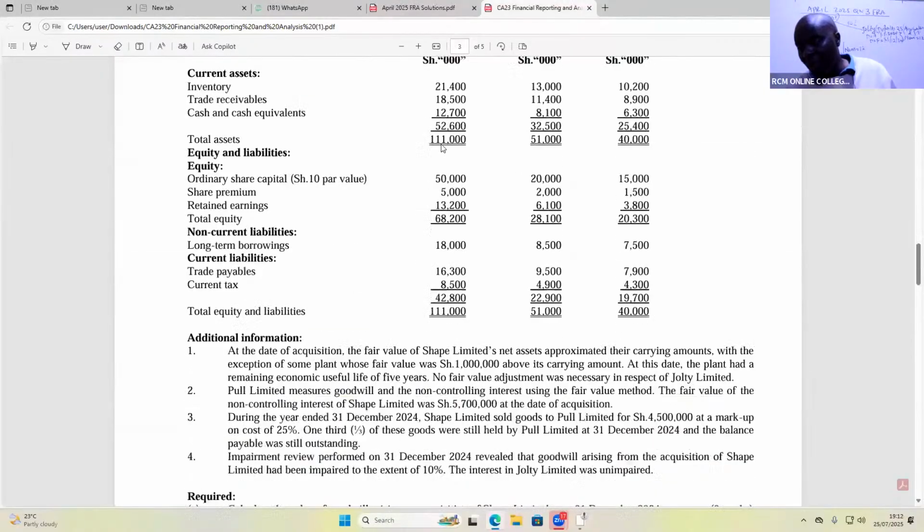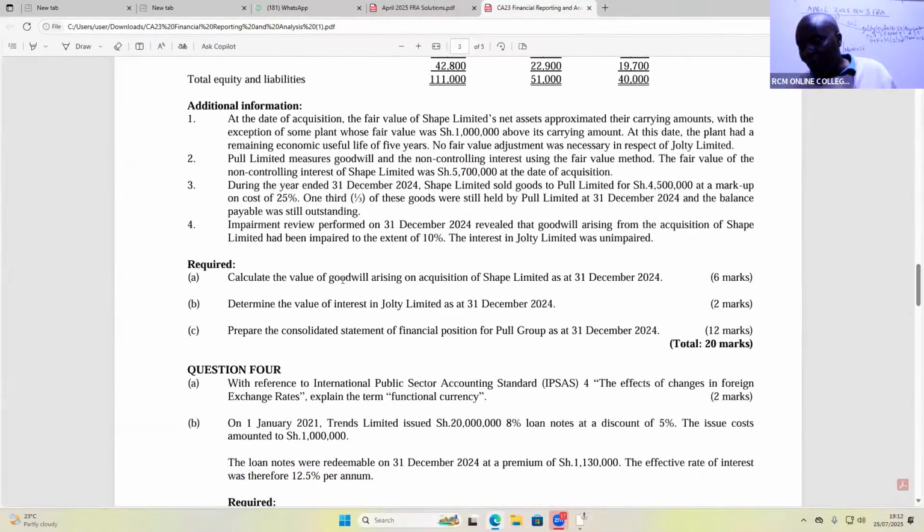You can see in this case he wants you to calculate the value of what here? Goodwill. So here now you cannot run away. If you don't do goodwill, you shall lose 6 marks. If you don't do the value of interest in the joint venture, you shall lose 2 marks. If you lose 8 marks, very, very bad. But if they were silent, then I would have gone for this directly. I would have gotten these 12 marks.